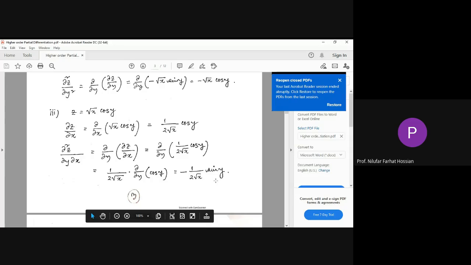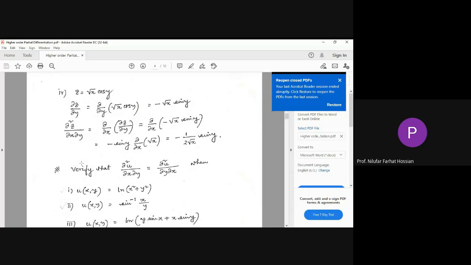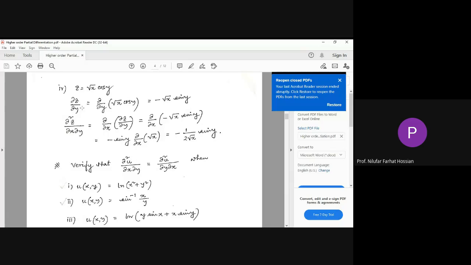Now let us perform del square z by del x del y. At first we have to find the derivative with respect to y. Yes, we have already found it. It is minus root over x sin y. Now with respect to x, so it will be del x of del z by del y. So del x of this thing. Minus sin y can be taken outside, and del x of root over x is 1 by 2 into root over x. So this is the result.